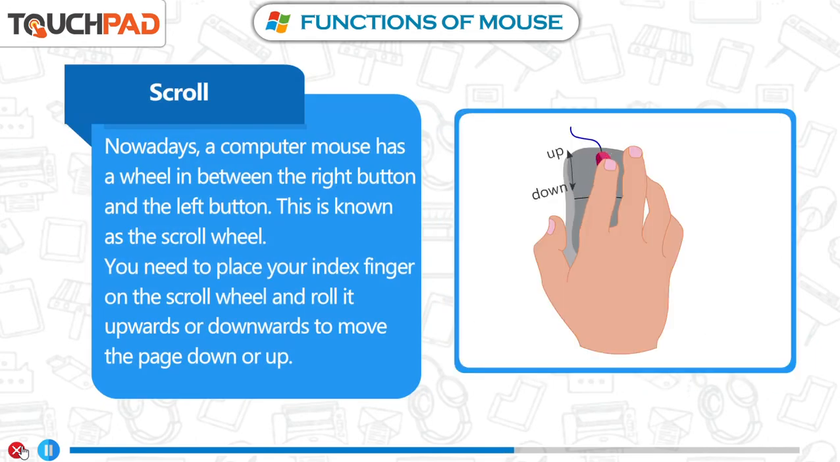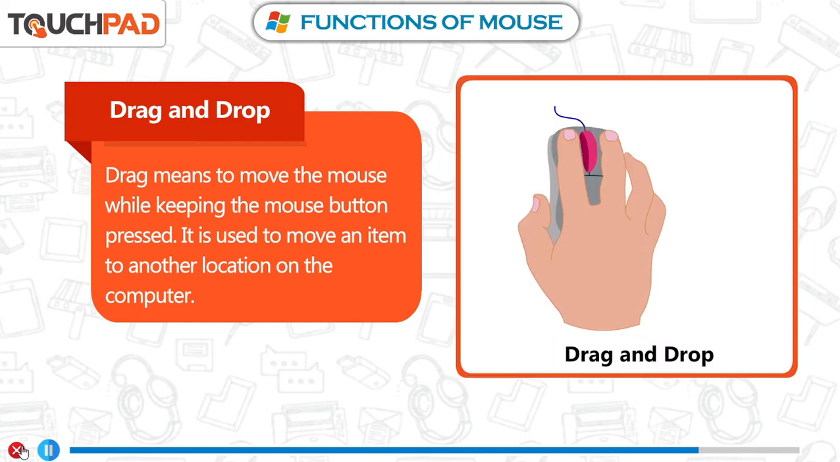Scroll. Nowadays, a computer mouse has a wheel in between the right button and the left button. This is known as the scroll wheel. You need to place your index finger on the scroll wheel and roll it upwards or downwards to move the page up or down.